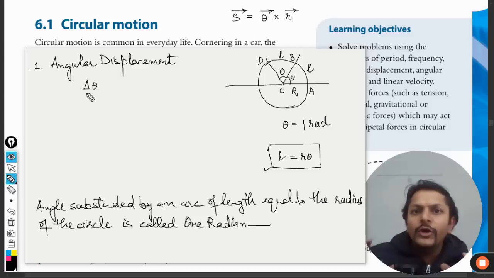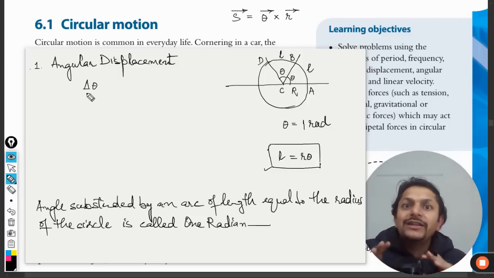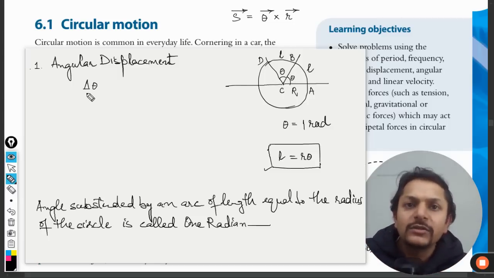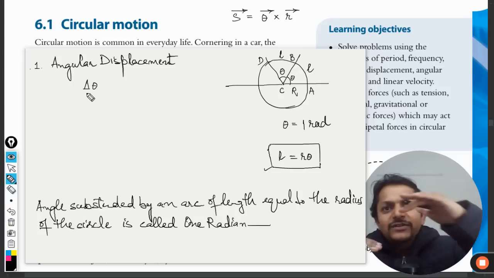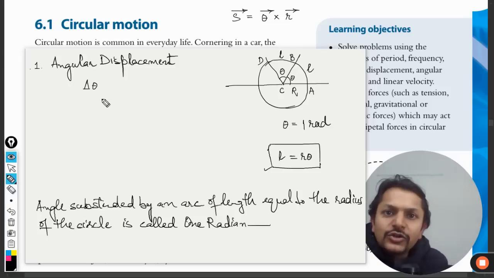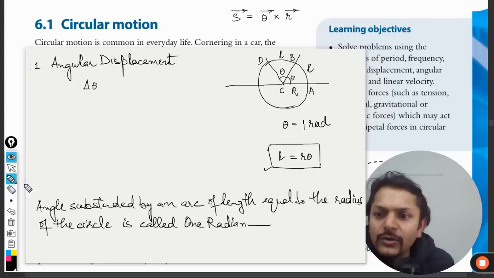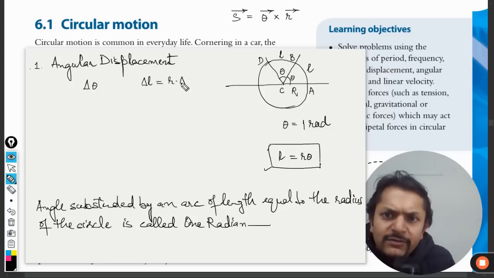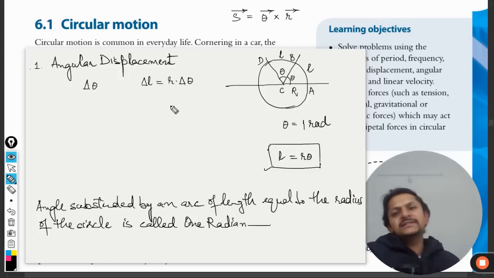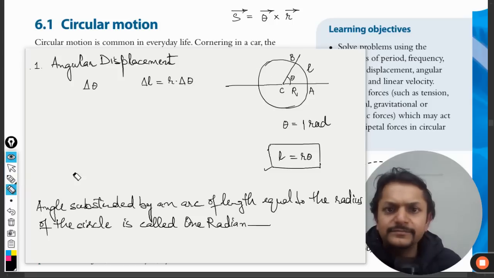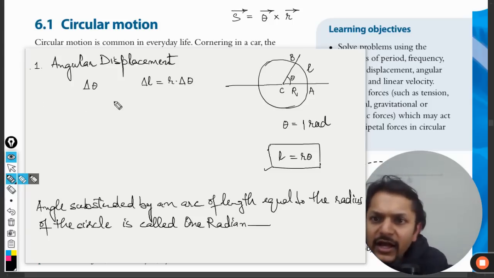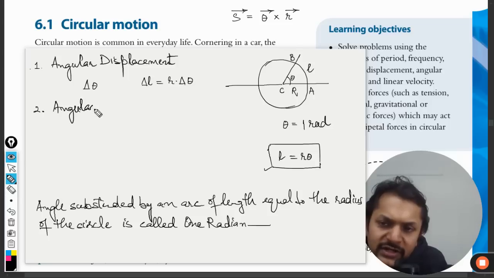So theta, we are not going to call it angle now. We would be calling it angular displacement because we want to talk in terms of circular motion. So the angle which was traversed is angular displacement now. So delta theta is here. The relationship between them is delta L is equal to R delta theta, where L is the distance that was traveled here. Having said that, let us directly move to the second point, which is angular velocity.